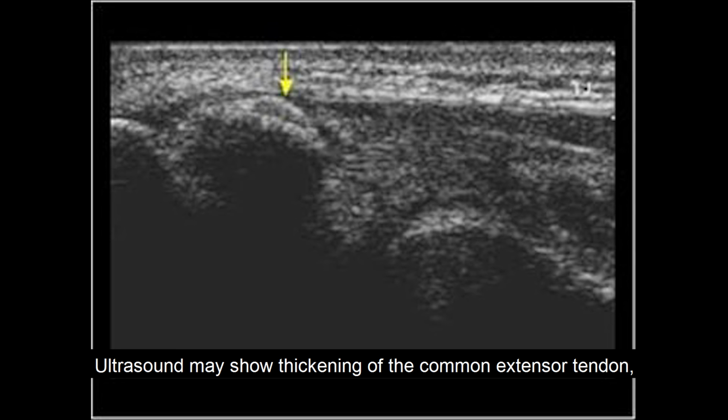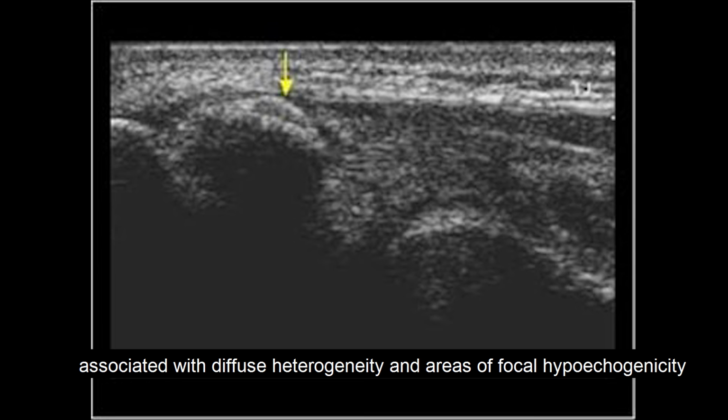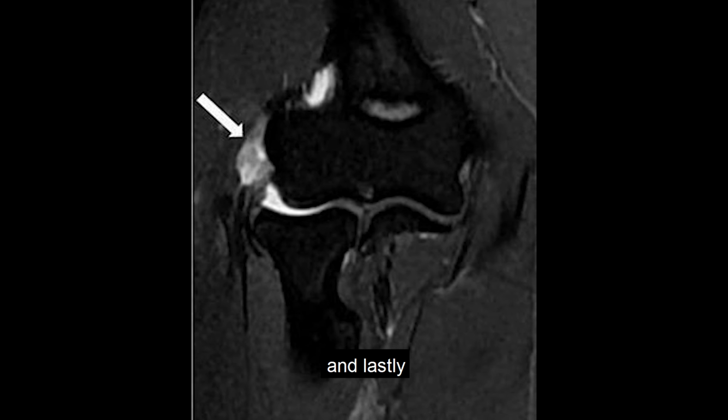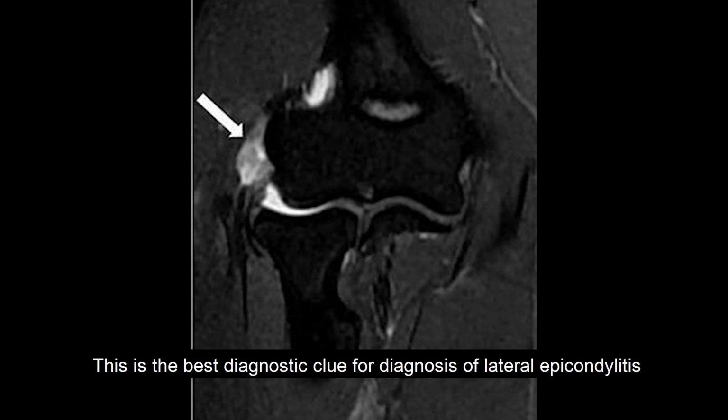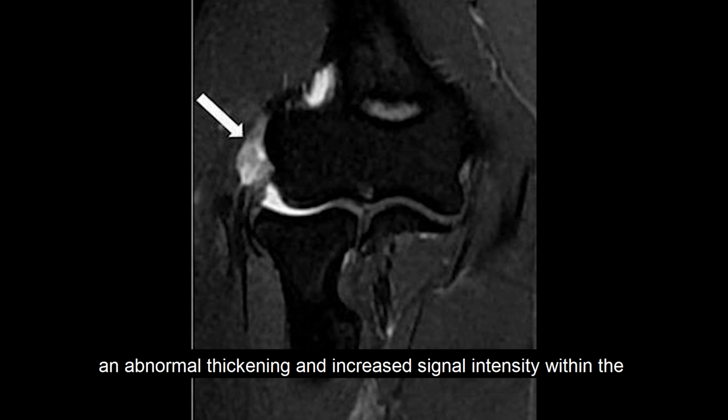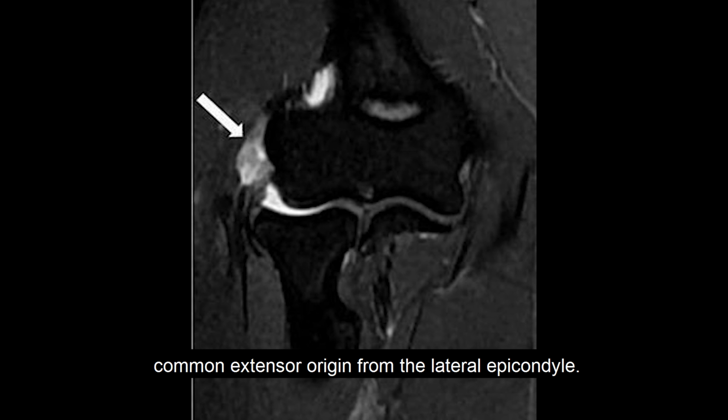ultrasound may show thickening of the common extensor tendon associated with diffuse heterogeneity and areas of focal hypoechogenicity. And lastly, MRI. This is the best diagnostic clue for diagnosis of lateral epicondylitis. An abnormal thickening and increased signal intensity within the common extensor region from the lateral epicondyle is shown.